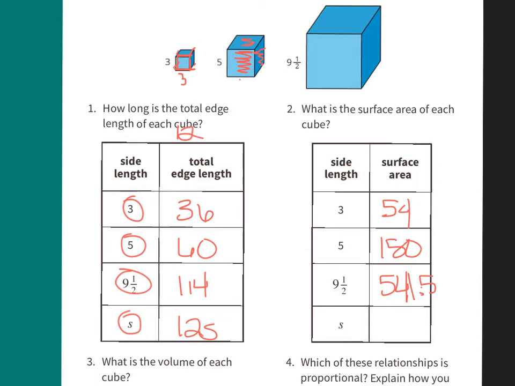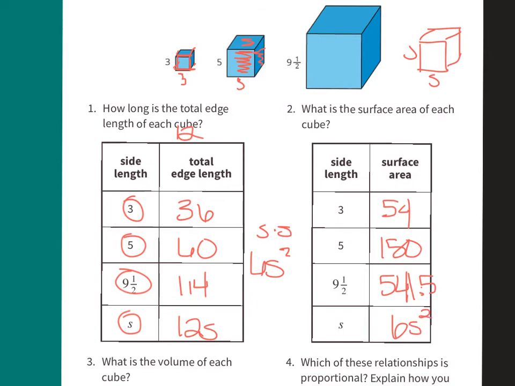And then if my side lengths are s, so if I have this cube here, and I know the side lengths are s, I go s times s, which is not 2s, it's s squared. And then I have to multiply that by 6. So 6 sides times s squared.